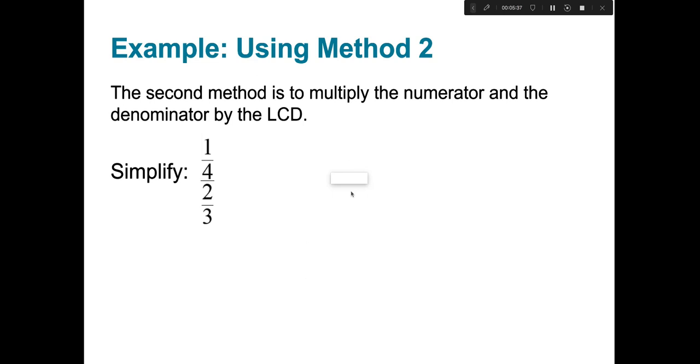So the second way is to find our least common denominator. Oh, come on. Just give it a try. Follow it through once and see if you think it's easier. So our least common denominator between 4 and 3 would be what? 12. So we take that 12 times both of our fractions.